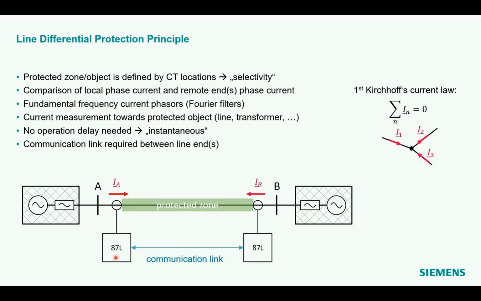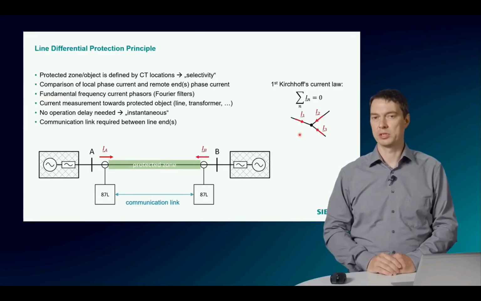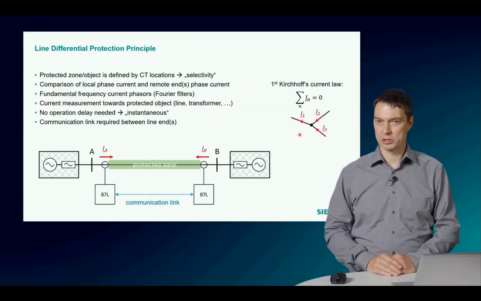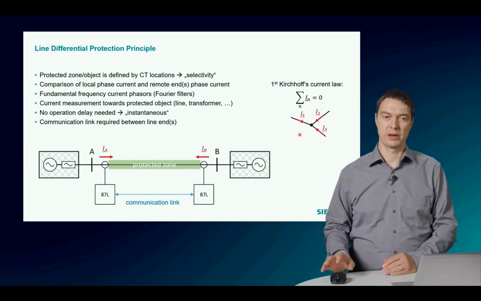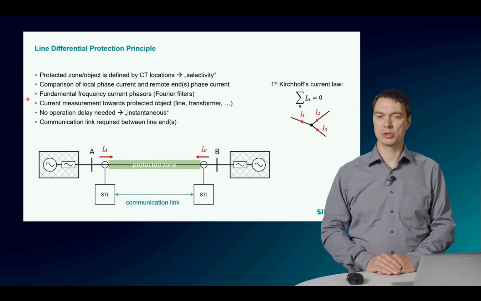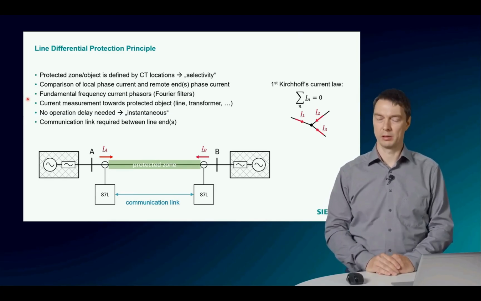The line differential protection principle is based on a comparison of the local phase and the remote phase currents. It applies Kirchhoff's first law, which is the current law, which says that the sum of currents which flows into a node always equals 0. The fundamental frequency component is evaluated, which is obtained using Fourier filters. But there are also other methods on the market.